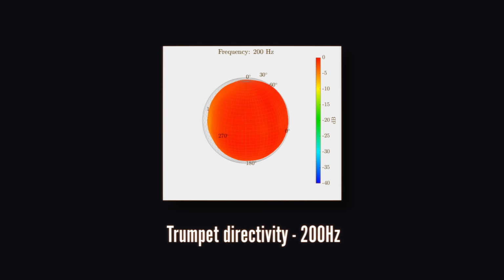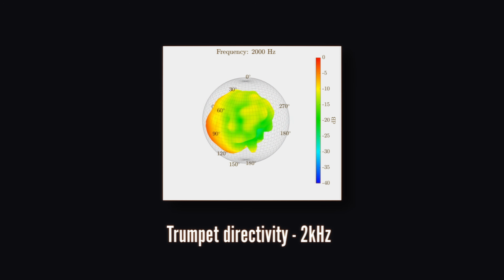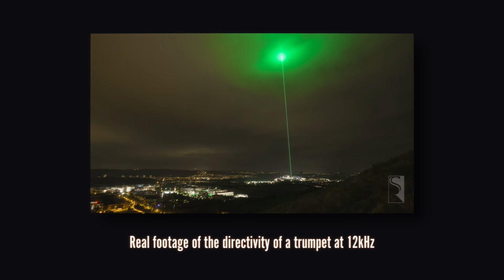Here is the low end of the trumpet at 200 Hz. Here the mids at 2 kHz. You start to see the pressure beaming out of the horn. And here's what it looks like at 12 kHz.